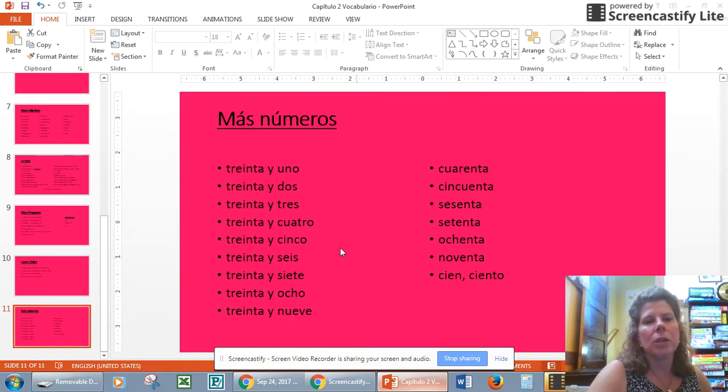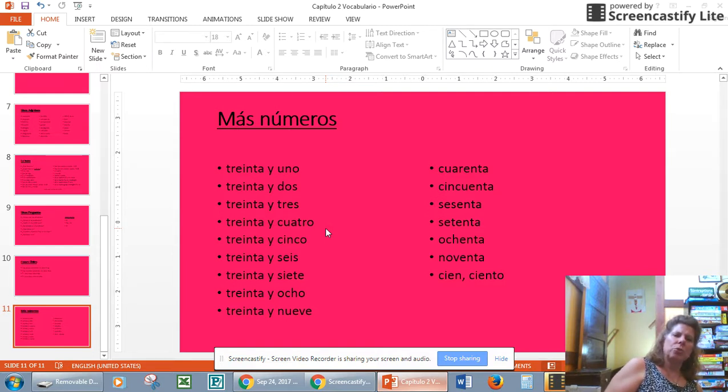Más números. So I know we did our number packet and we went through all the numbers, but fortunately our book takes us through and reviews the numbers over and over so that you get really solid on those. And especially because we're doing time telling, you really don't use all of these, but you could. You could say, son las dos y treinta y uno. You could say, son las tres menos veintinueve. So technically, to tell time, you don't need to know higher than 29. But let's make sure you know these.